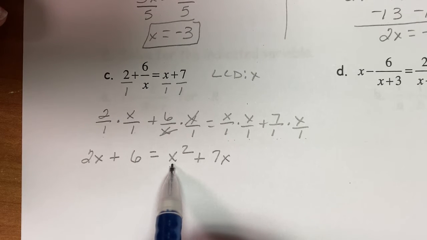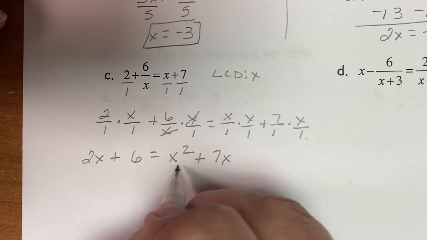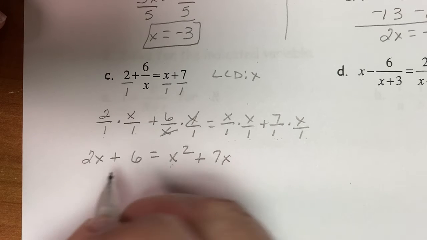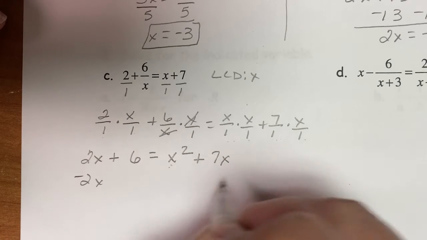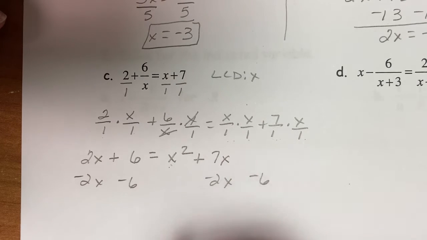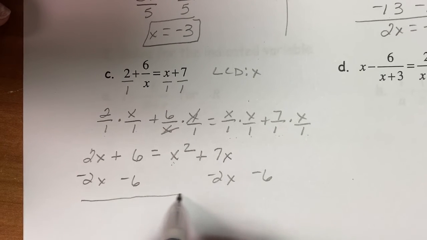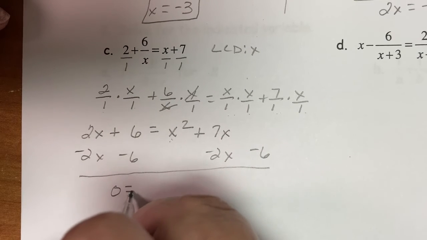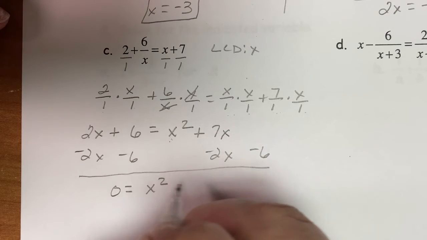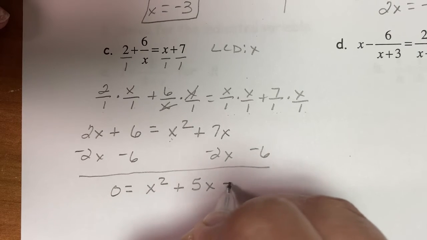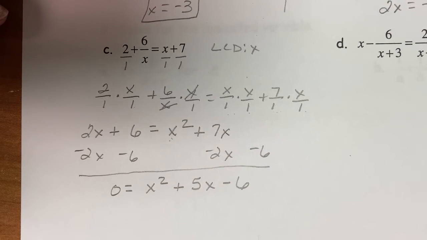So let's go ahead. I'm going to set it equal to 0 by getting everything on this side because I like my x squared positive. So I'm going to subtract 2x from both sides. And I'm also going to subtract 6. So on the left-hand side, as you can see, I'm going to end up with 0 is equal to x squared, 7x minus 2x is plus 5x, and then minus 6.